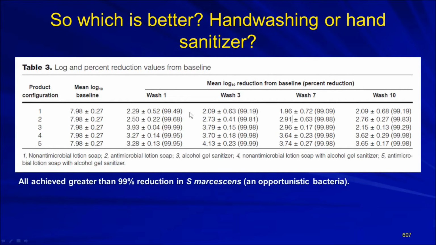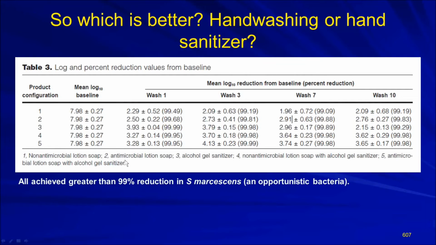So we see that we have a 99.49% reduction in the number of bacteria from hand washing with the non-antimicrobial soap, 99.19% with wash 3, wash 7. So we see it's eliminating 99% of the bacteria on these hands.